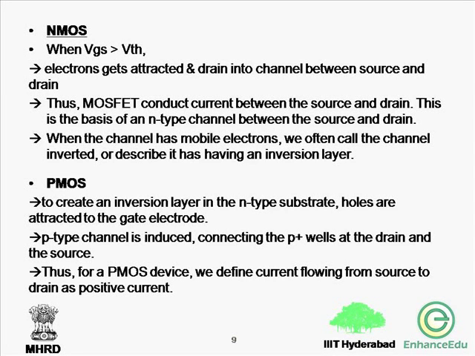In PMOS, to create an inversion layer in the N-type substrate, holes are attracted to the gate electrode. The P-type channel is induced, connecting the P plus wells at the drain and the source. Thus, in the PMOS device, we define current flowing from source to drain as positive current.